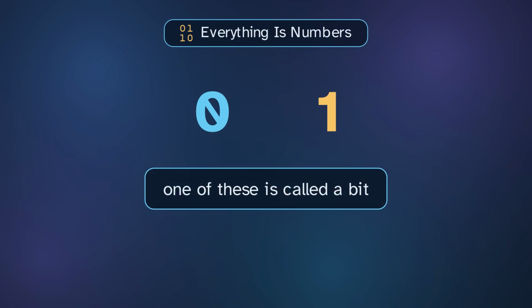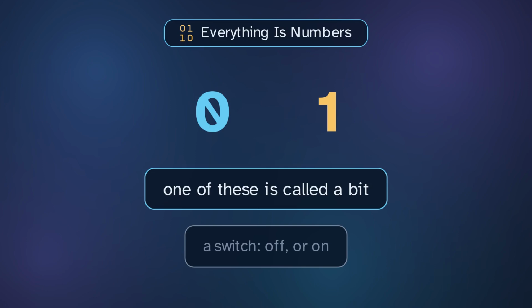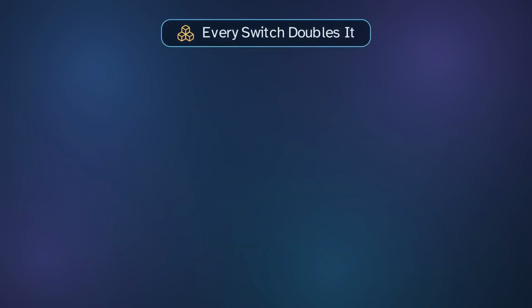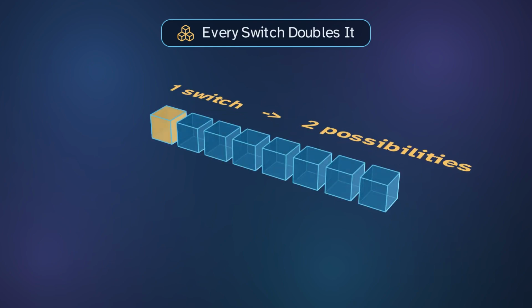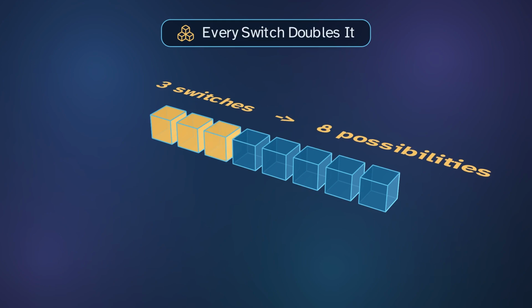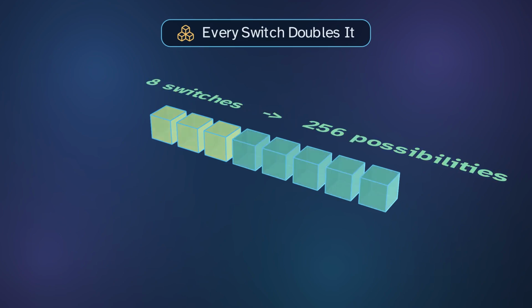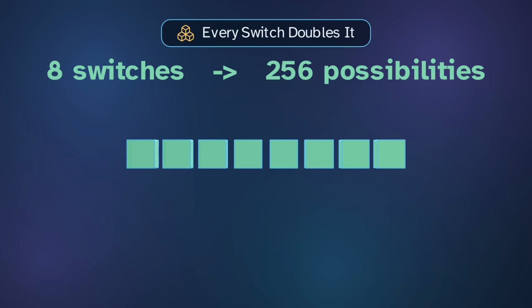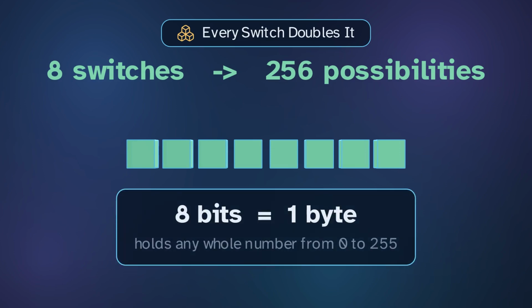One of those symbols is called a bit. Think of a bit as a switch that can be off or on. One switch gives you 2 possibilities. 2 switches side by side give you 4. 3 switches give you 8. Every switch you add doubles the number of possibilities. Line up 8 of them and you get 256. 8 bits together are called a byte. So 1 byte can hold any whole number from 0 to 255.